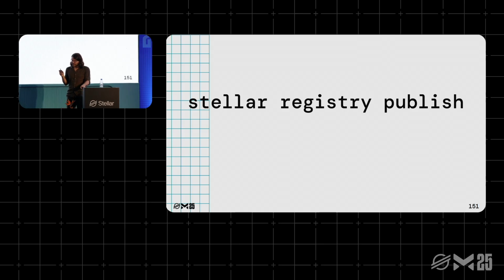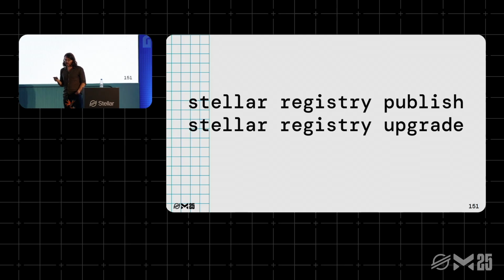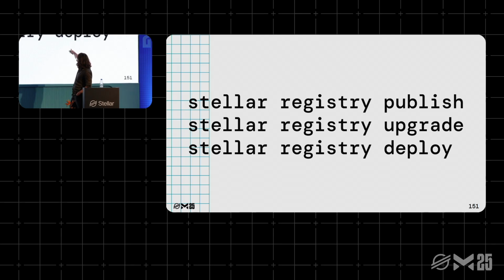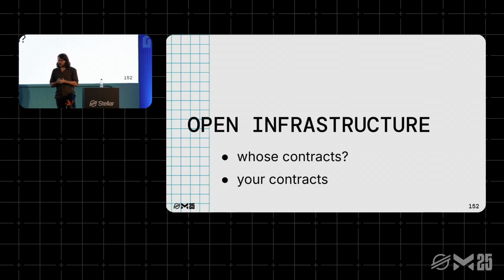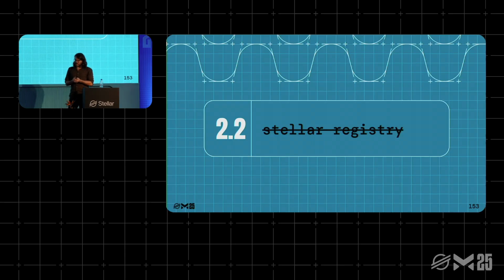And then, I've got 1 minute. And then you can deploy your contracts to point at them, or you might not even need to publish them, right? You can just use someone else's that's already on chain. And then you would deploy your contract and then use upgrade to actually deploy the contract. I should have switched the order of those. All right, that's all we've got time for registry right now, but it accelerates this idea of open infrastructure. Whose contracts? Your contracts, whether you deployed them or not. That's it for Stellar Registry.